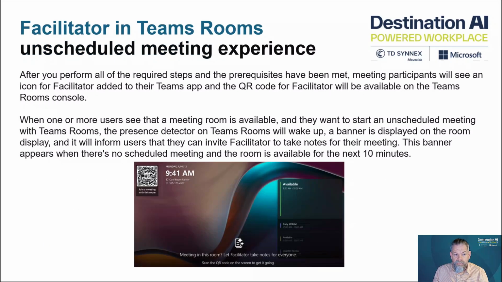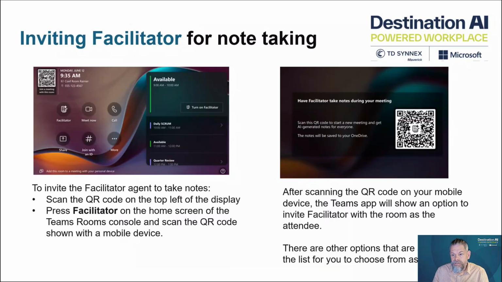In the Teams room, after you perform all the other steps and everything has been met, we can use the QR code available, and this banner will appear when there's no scheduled meeting in place. Once we've applied this, we click the Facilitator button on the left-hand side, and then we can scan it with our phone, which has Teams installed, to join that meeting.